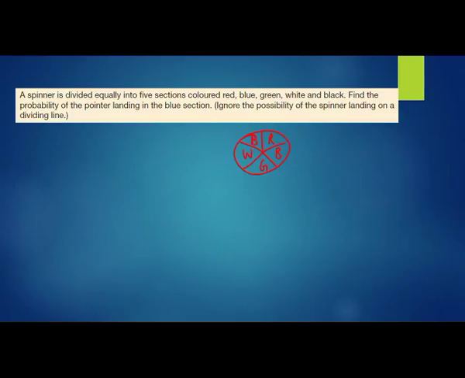And it says, find the probability of a pointer landing on the blue section. So blue like that, okay? Because the section's divided into 5, our possible outcomes is out of 5. Blue takes up one of these sections, so it's out of 1. We also have to write down what type of probability we are trying to find. We wanted the blue section, so let's just write blue. Hopefully that's pretty straightforward.